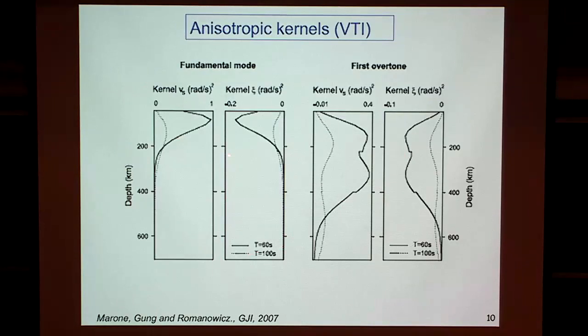But it's also, here 0.4 and here not quite minus 0.1. The kernel for xi is much smaller than the one for the isotropic part.